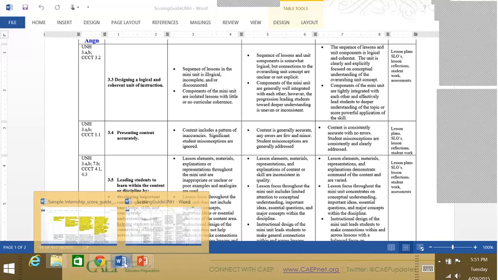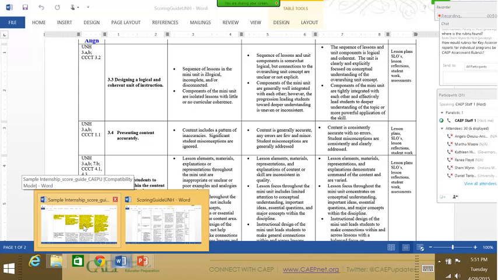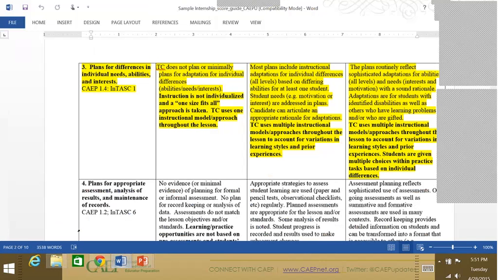I want to share one final rubric with you, and this is an internship score guide. And as you can see here, we also have a three-column rubric. And I've highlighted this one element on differentiating instruction, okay? Plans for differences in individual needs, abilities.